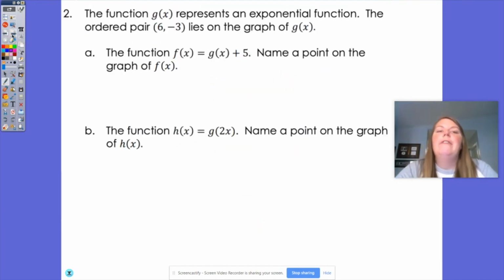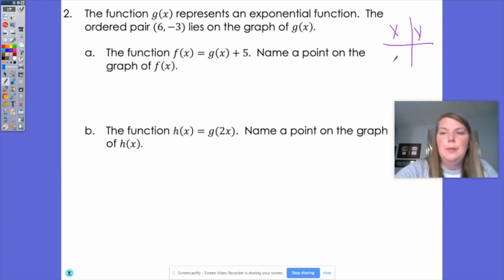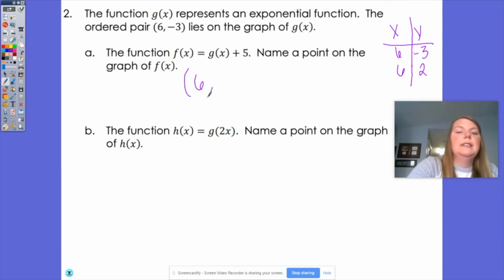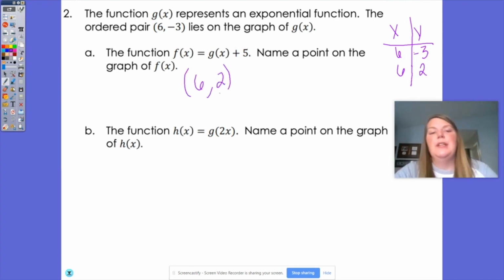Okay, so right now we have a function, g of x, and it's representing an exponential function. The ordered pair (6, -3) lies on this graph. So we know that we have an x value of 6, and I'm going to make a little table over here, and a y value of -3. So what happens if we add 5 outside the parentheses? Remember, outside the parentheses is happening to our y value. So our x value is not changing. And if we add 5 to that -3, we're going to end up with 2. So (6, 2) is our new point on this new function if we were to add 5 outside the parentheses.